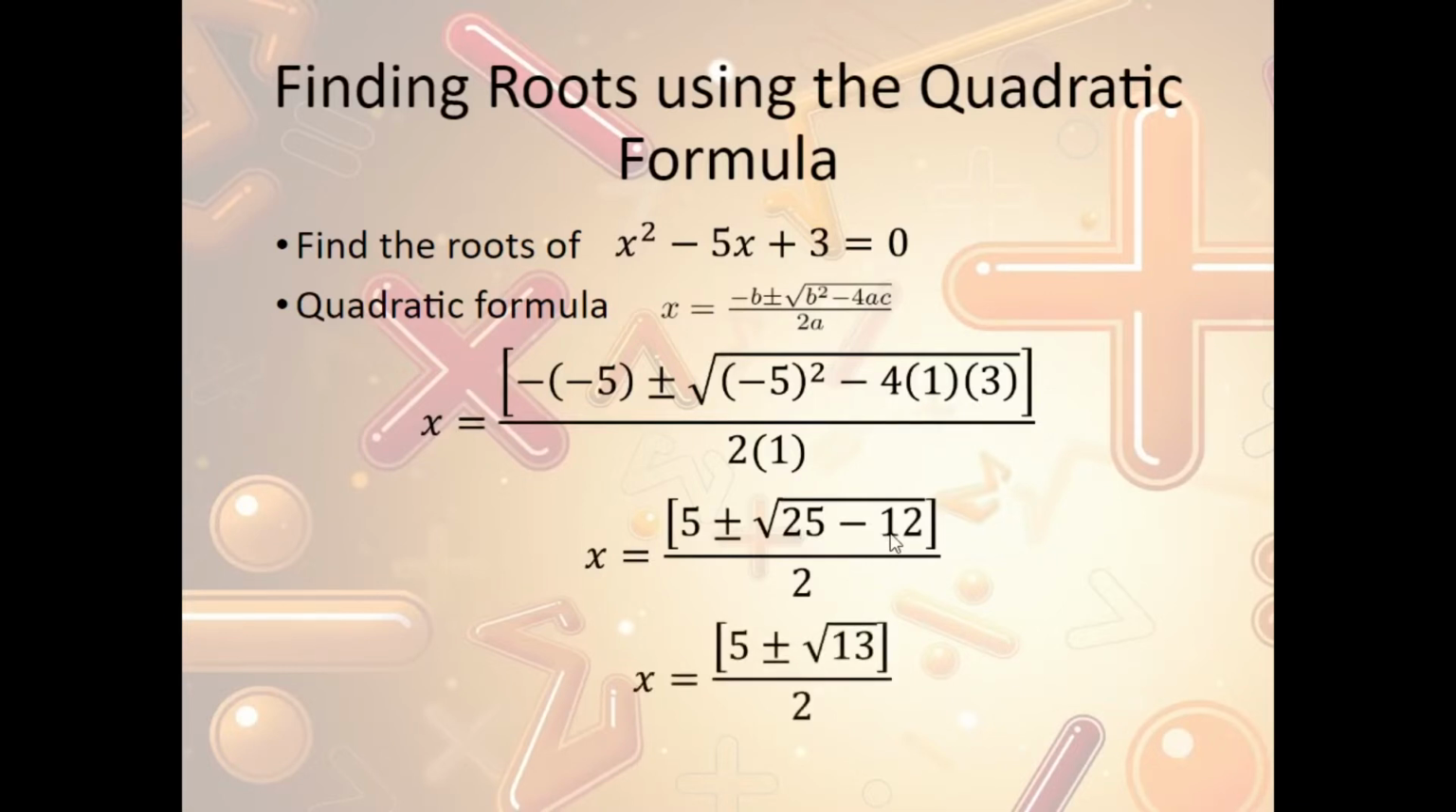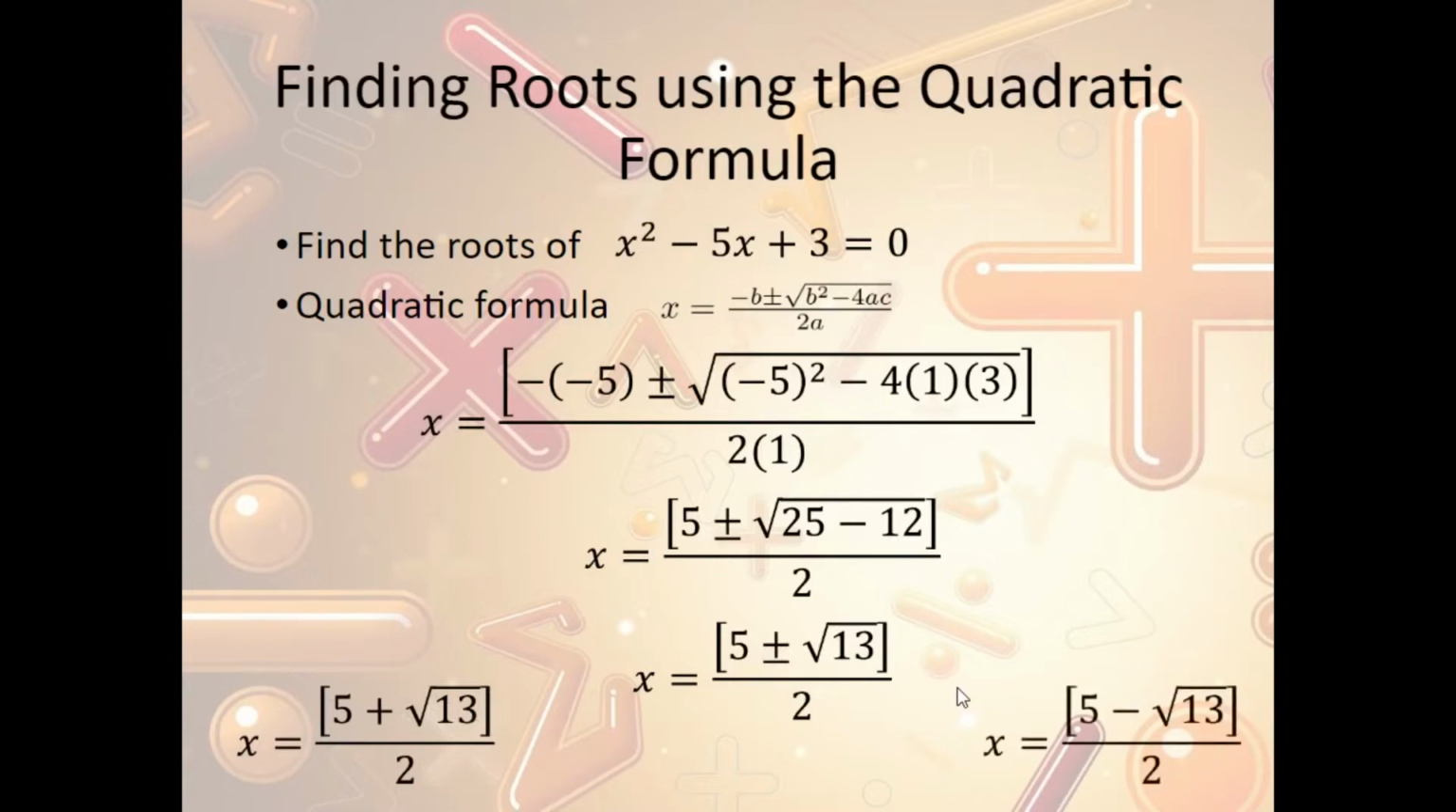So we get 5 plus or minus square root of 13 over 2. Now, notice there is no perfect square root of 13, so we just leave it as is. And we make this a plus, so this is 5 plus square root of 13 over 2. And then the minus part comes in, so this is 5 minus square root of 13 over 2.